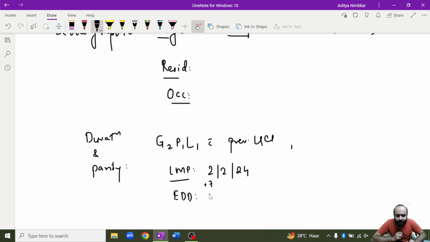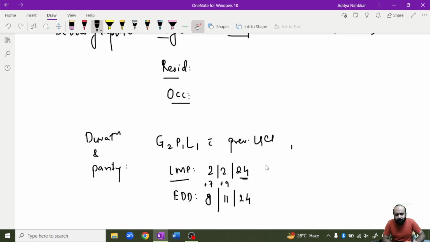So if I add 7 to this number, then it becomes 9 over here. Then I have to add 9 months to the month, which becomes 11, that is November 24. There is one factor that you need to know, that this year is a leap year, so leap year has an extra day in February. So this ideally will reduce 1 from here, so it will become 8th of November 24.